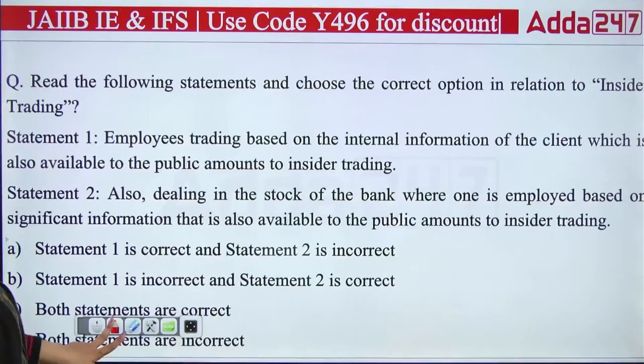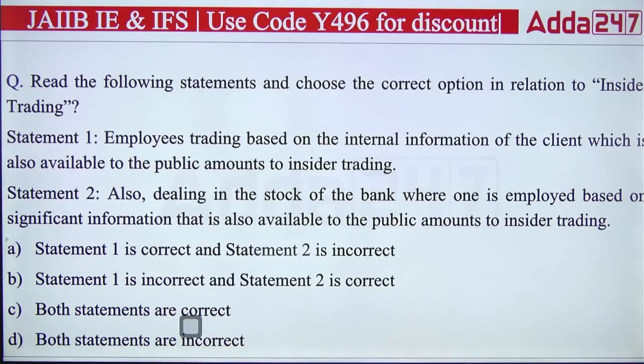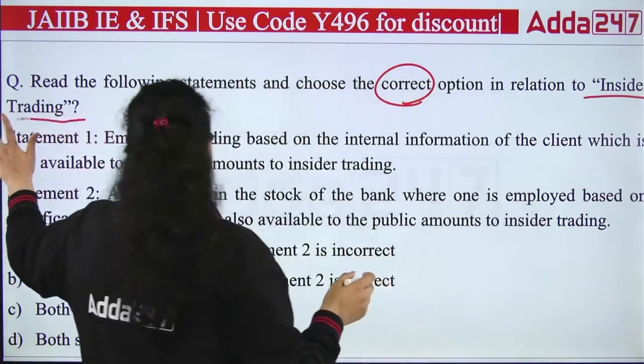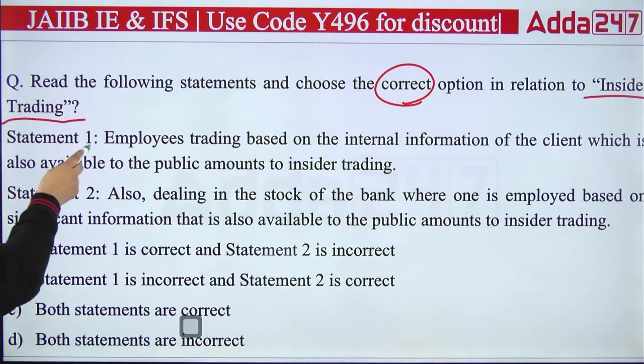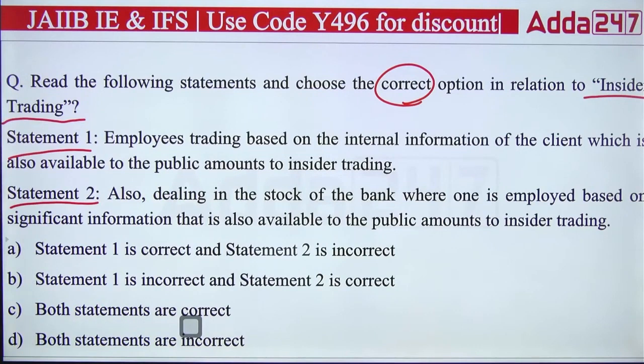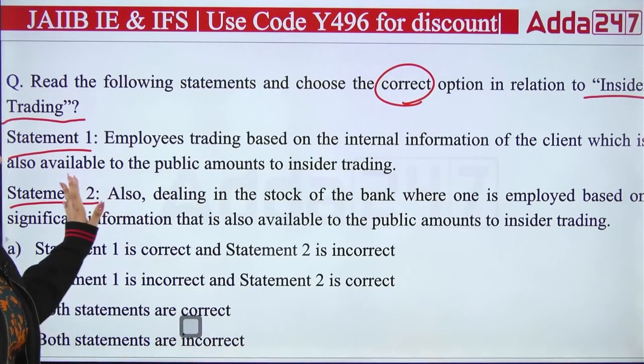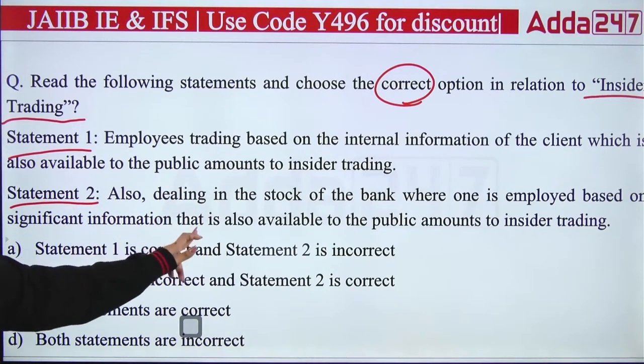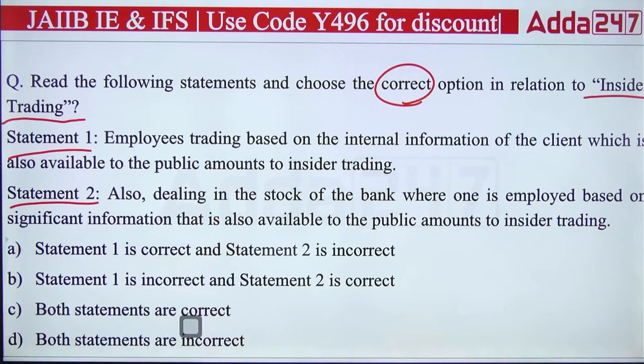Now, next question we have. Again, a statement-based question, it is asking to read the following statements and choose the correct option in relation to insider trading. So we have two statements here. We have to answer which statement is correct or incorrect. First is saying employees trading based on internal information of the client which is also available to the public amount to insider trading. Second, also dealing in the stock of the bank where one is employed based on significant information that is also available to the public amount to insider trading. So what do you think? Which of the following are the correct statements about insider trading?